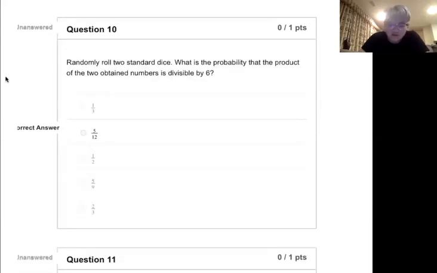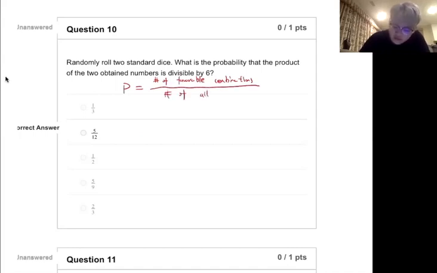Question number 10. Randomly roll 2 standard dice. What is the probability that the product of the 2 obtained numbers is divisible by 6? So we're trying to calculate the probability. And the formula for calculating probability is that P equals the number of favorable combinations over the number of all possible combinations.